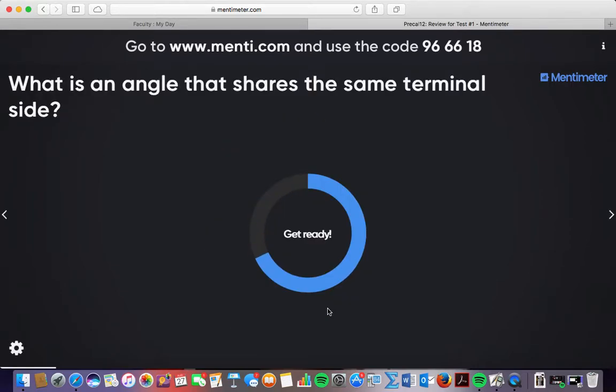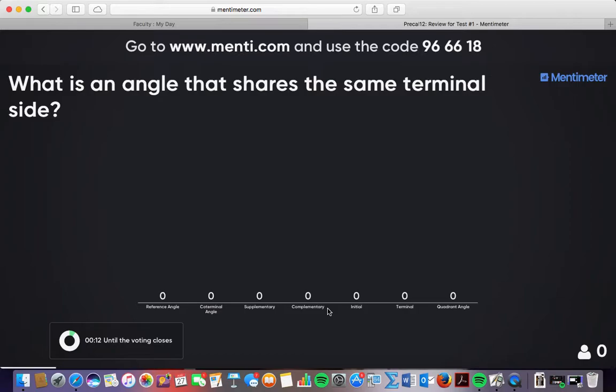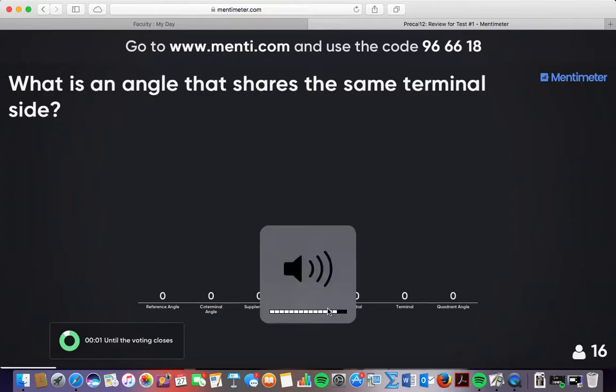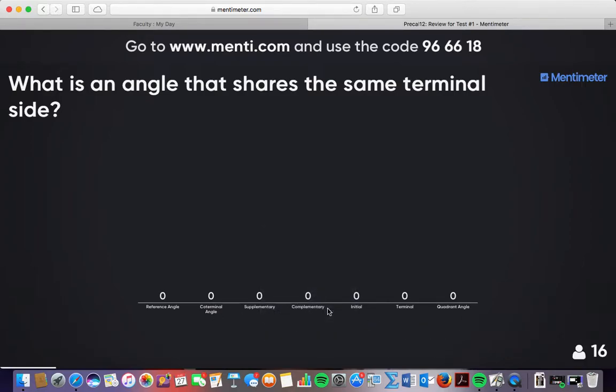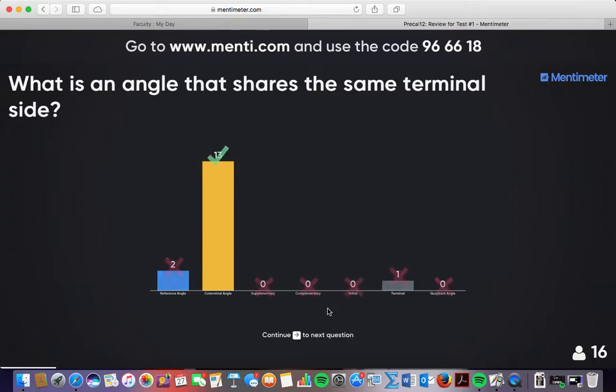Question 1, what is an angle that shares the same terminal side called? You don't have long, you got 10 seconds. All right, everyone's voted? Coterminal is correct. That's exactly right. Remember reference angle is different, right? It's the angle associated to the closest x-axis. That's reference angle. Got me?